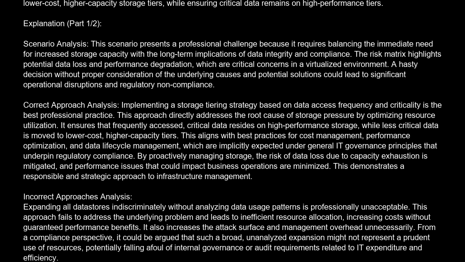This approach fails to address the underlying problem and leads to inefficient resource allocation, increasing costs without guaranteed performance benefits. It also increases the attack surface and management overhead unnecessarily. From a compliance perspective, it could be argued that such a broad, unanalyzed expansion might not represent a prudent use of resources, potentially falling afoul of internal governance or audit requirements related to IT expenditure and efficiency.